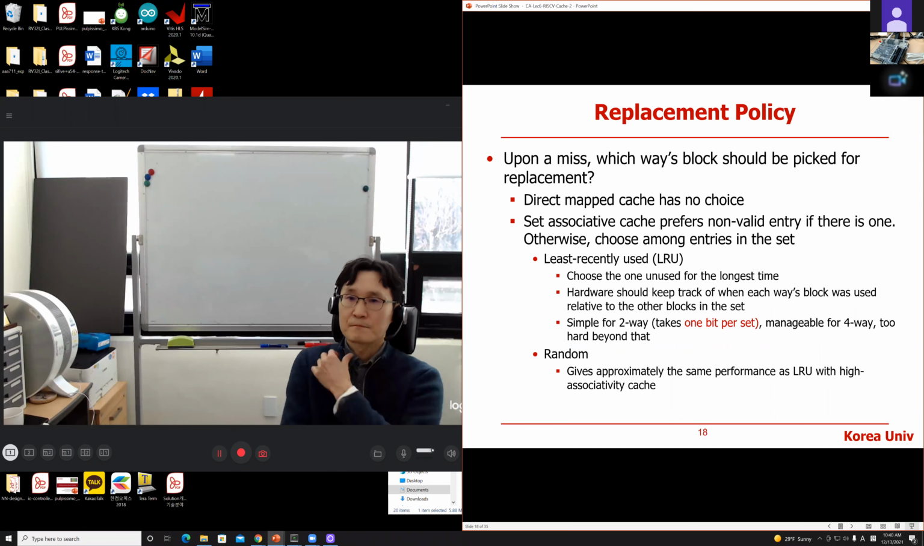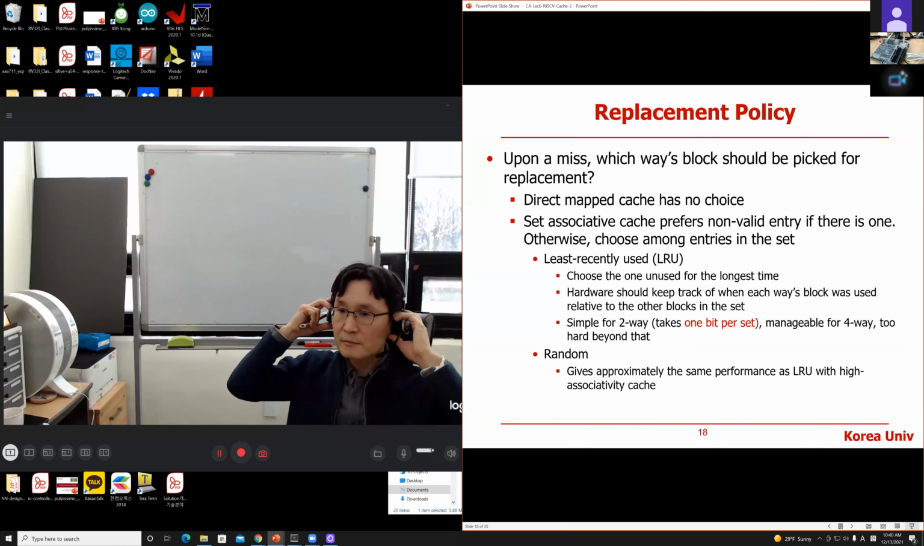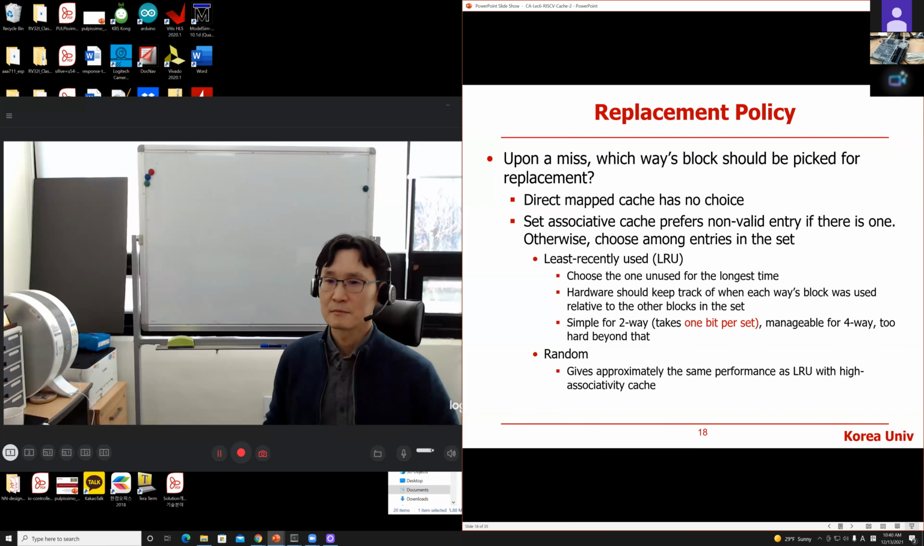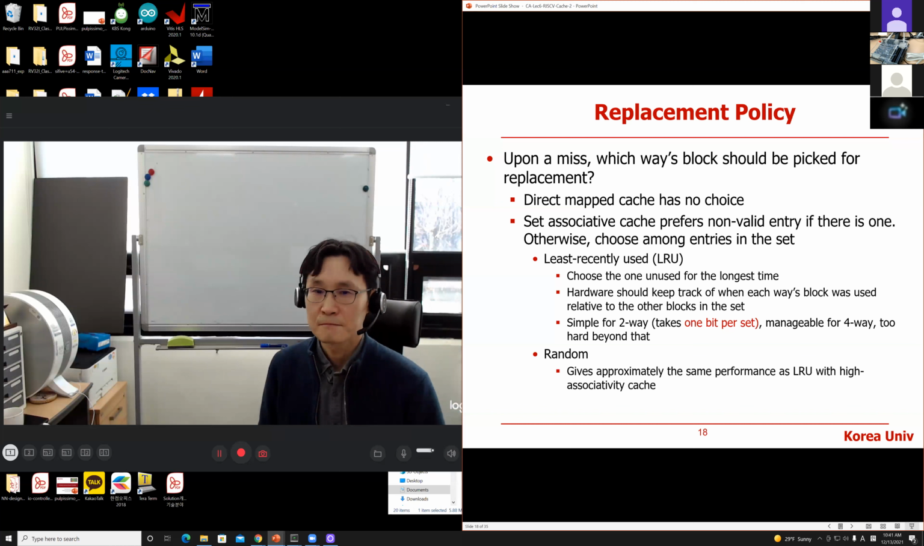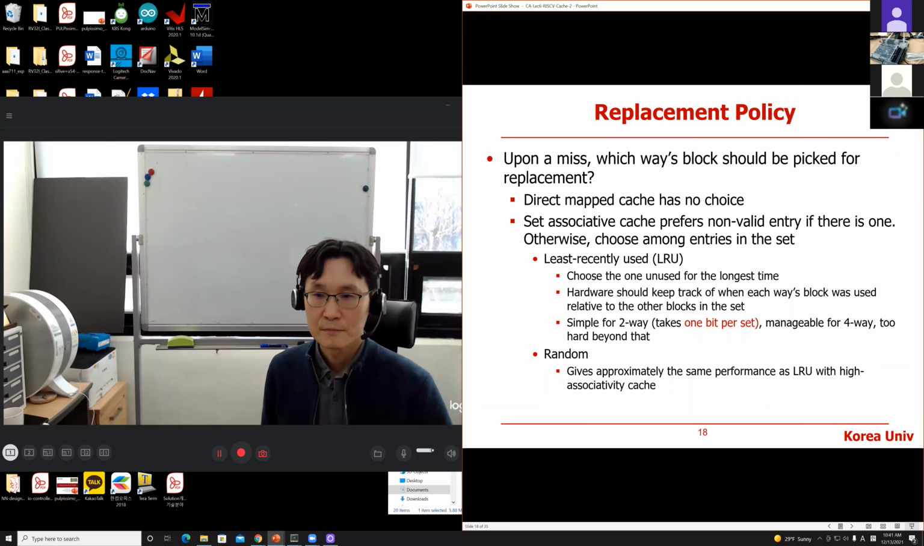Replacement policy. Upon a miss, which way's block should be picked for replacement? Direct-mapped cache has no choice. Set associative cache prefers a non-valid entry if there is one. Otherwise, choose among the entries in the set. Least recently used, LRU, chooses the one unused for the longest time. Hardware should keep track of when each way's block was used relative to the other blocks in the set. Simple for two-way, takes 1 bit per set. Manageable for four-way, too hard beyond that. And then random gives approximately the same performance as LRU with high associativity cache.